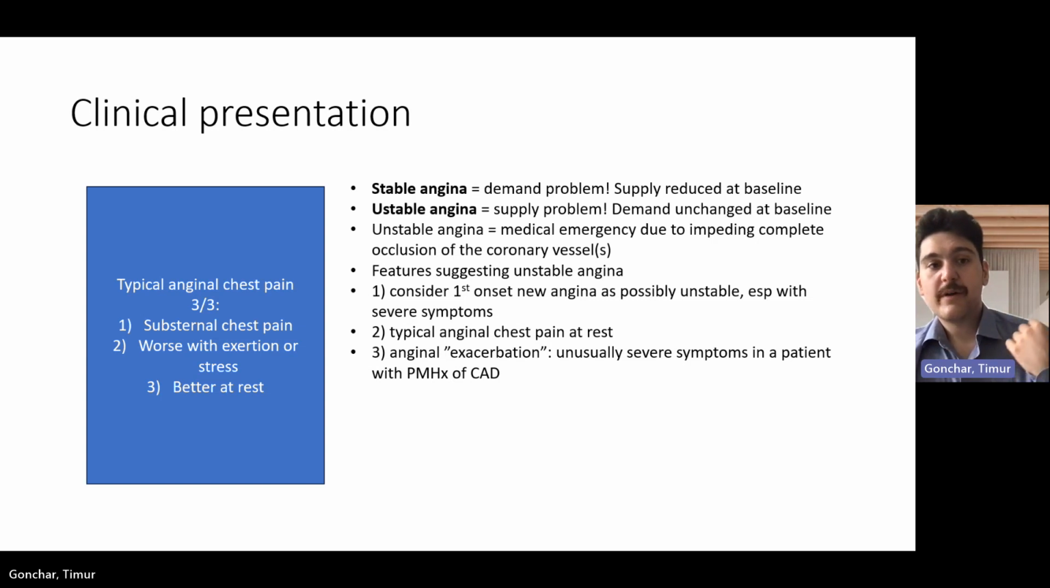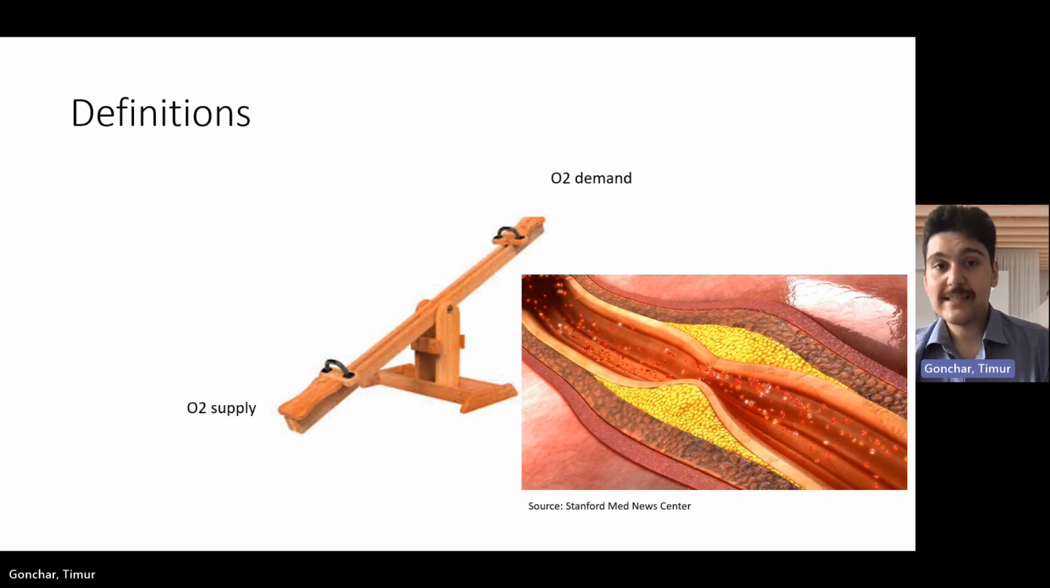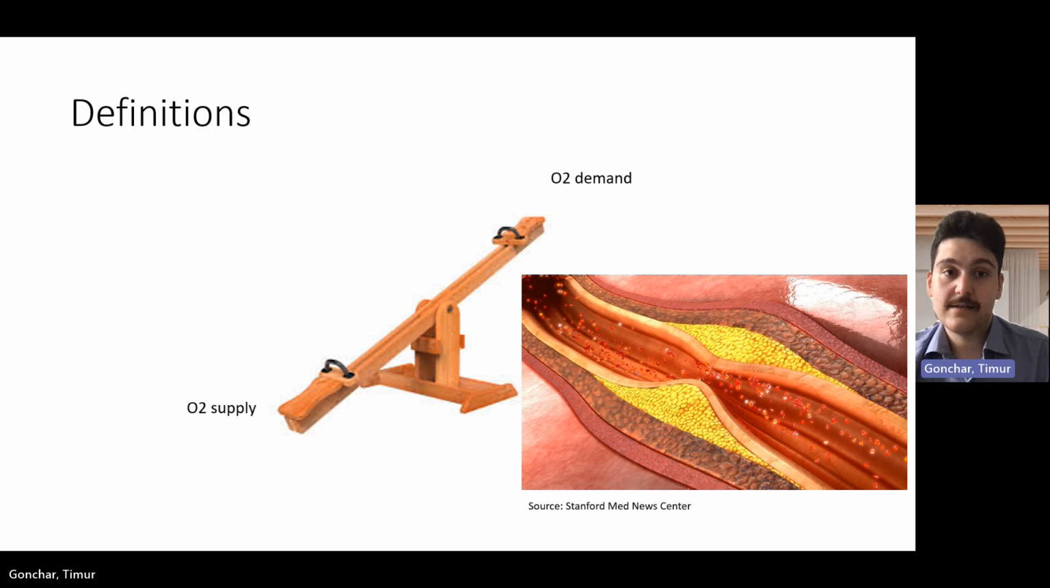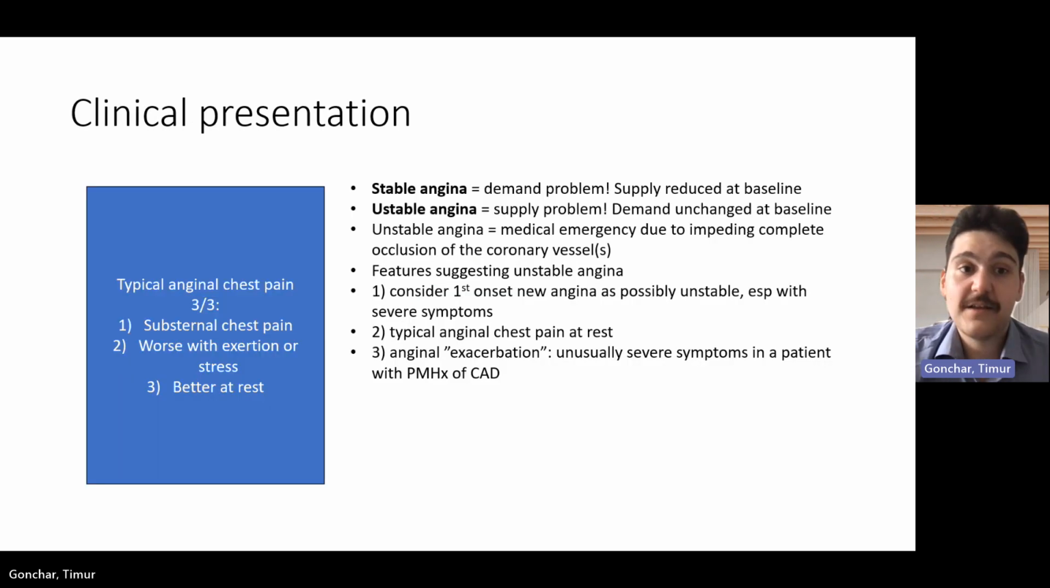The pain will usually be worse with exertion and stress, and at this point you should actually understand why, because you will increase the demand under these conditions, and this pain will get better at rest because you will actually lower the oxygen demand in your heart muscle. If there are two or fewer criteria fulfilled, we will be talking about atypical chest pain.